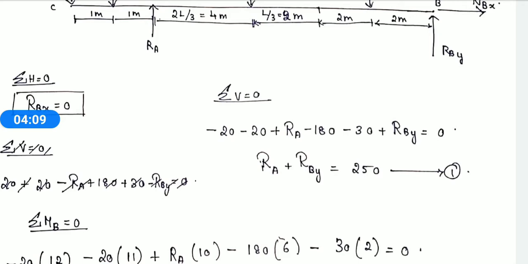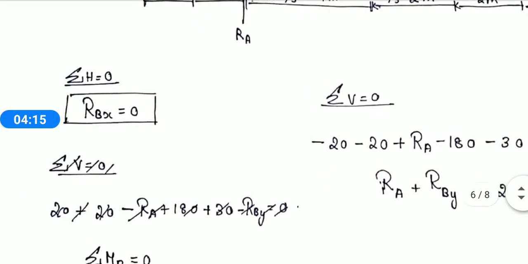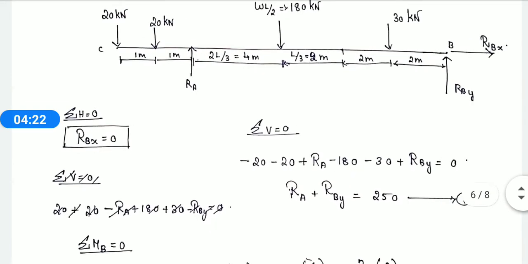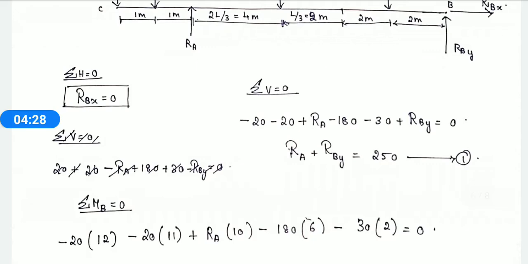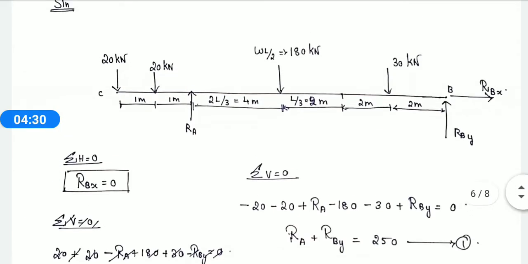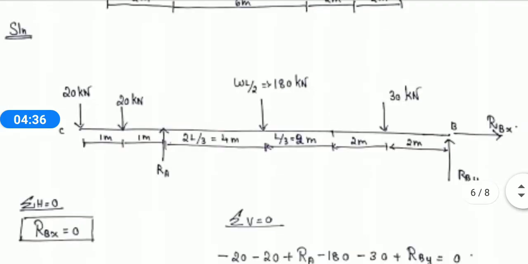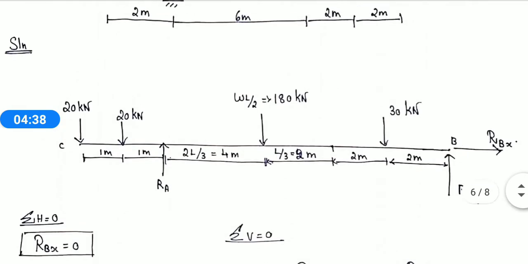That means we can't resolve it now. Of all the three conditions, only for one reaction we got the value, that is Rbx is equal to 0. For the other reactions we have to calculate. So we are moving to the third condition, like moment is equal to 0. Here I have taken the moment at B position. You can take it at either A or B. Okay, so when I take it at B, how will the moment act?